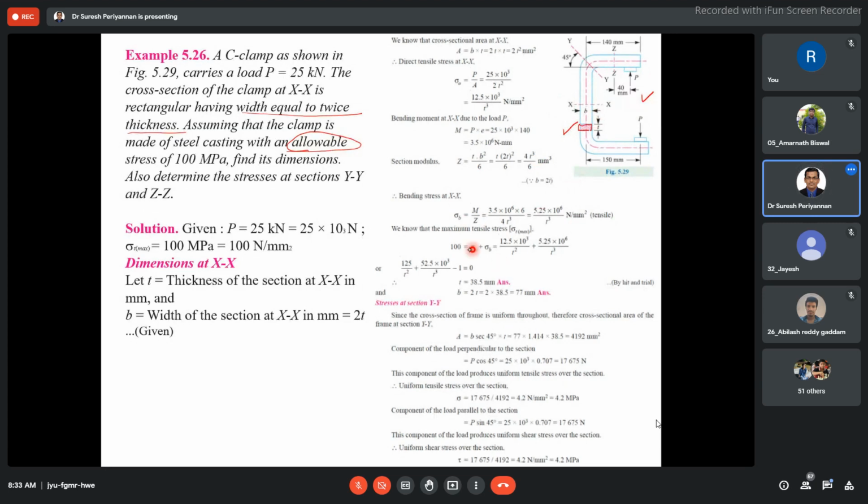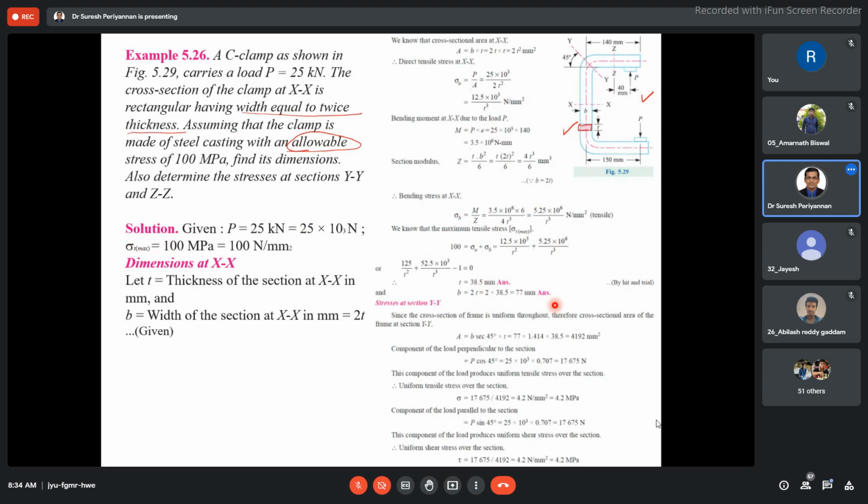Then finally, superimposing these two stresses: sigma direct, and sigma B, the bending tensile stress due to the bending moment. Then sum them, and finally equate with our permissible stress of 100 megapascal. We are able to find the thickness of the clamp. The thickness of the clamp is finally 38.5 mm, and the width of the clamp is 77 mm.